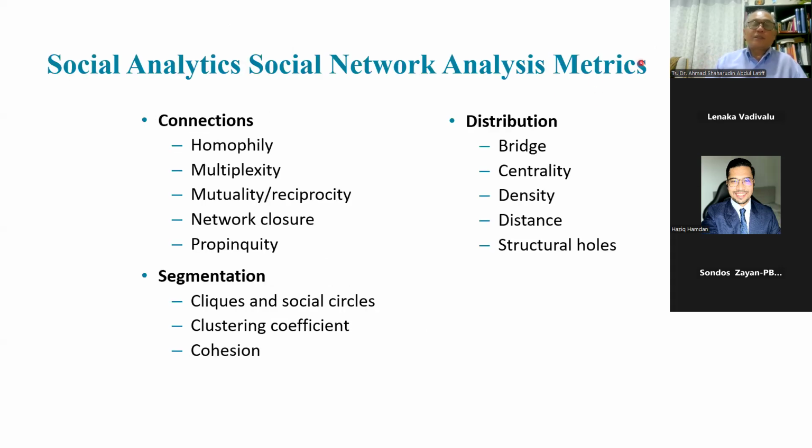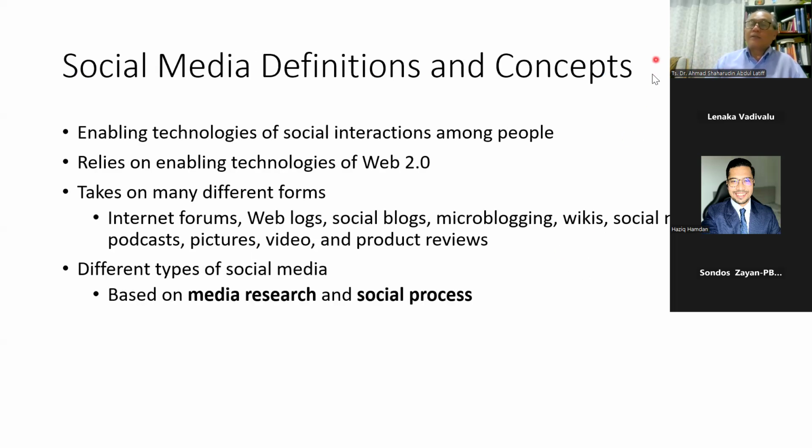So social analytics will look into homophily, how you are linking, you like each other, and then multiplexity, mutuality, reciprocity, network closure, propinquity, or segmentation. What are the cliques? What are the social circles you are in? The clustering coefficient, cohesion. You can have distribution, you have bridges, centrality, density, distance, and structural holes in the social structures.